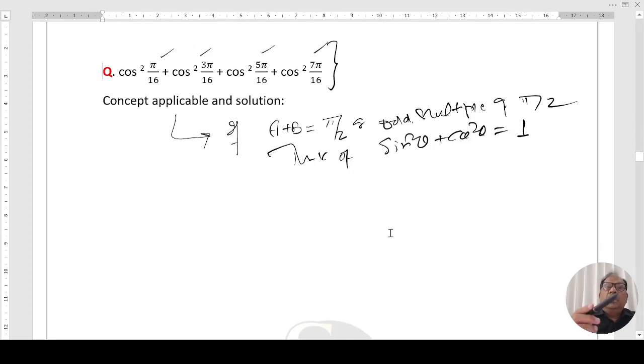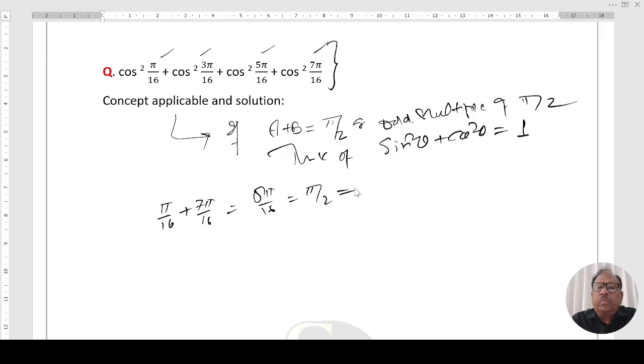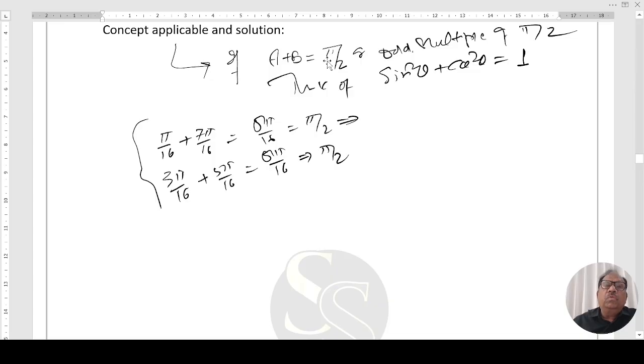Right? Then here pi by 16 plus 7 pi by 16 comes out to be 8 pi by 16. That is pi by 2. Then 3 pi by 16 plus 5 pi by 16 comes out to be 8 pi by 16. That is pi by 2. Right? Now we can use this concept.